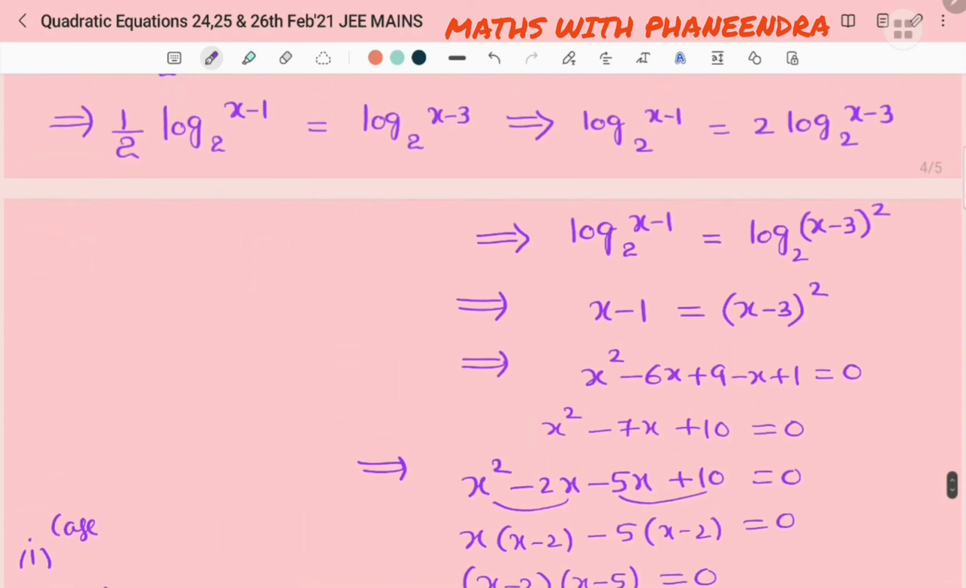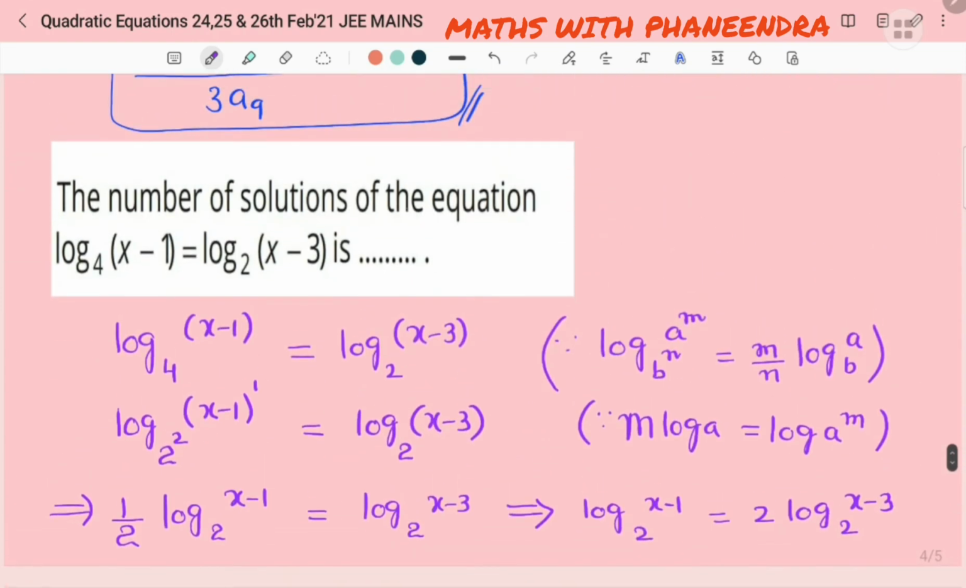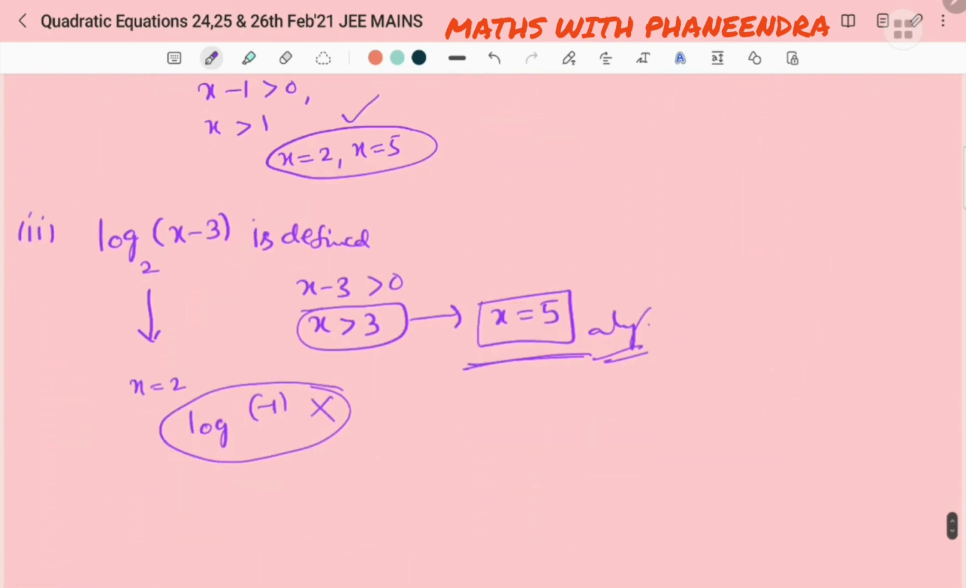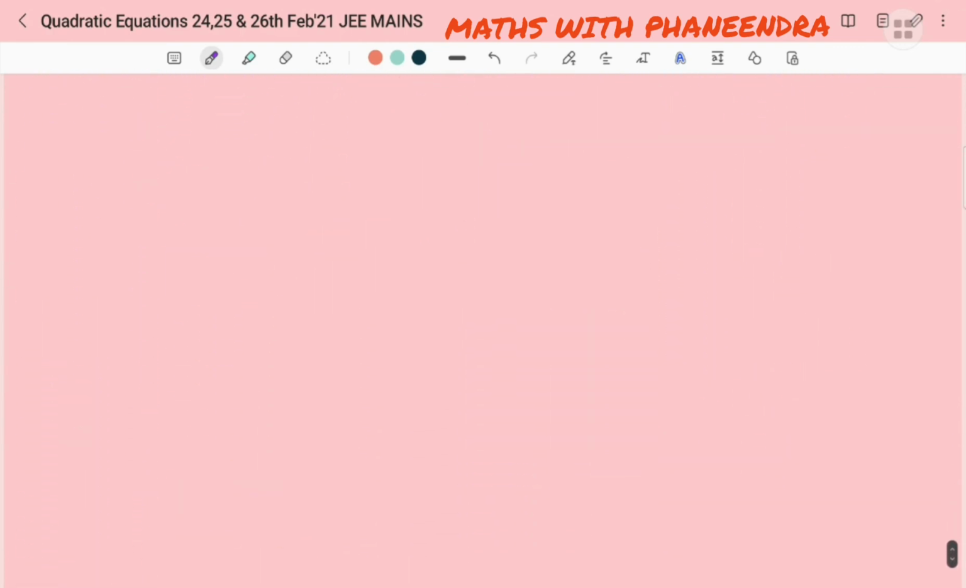Therefore, the right value of x is 5, and the number of solutions is only one solution. x is equal to 5 is the solution and the number of solutions is 1. Number of solutions is not 5. x is equal to 5 and therefore number of solutions is equal to 1. I hope you understand, dear students. We'll move on to the next question.